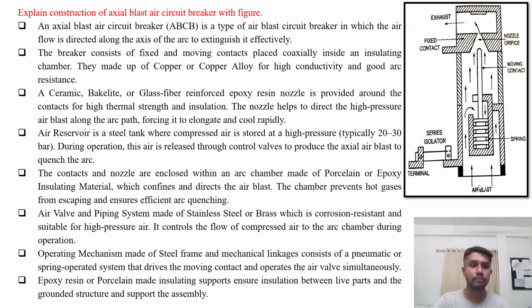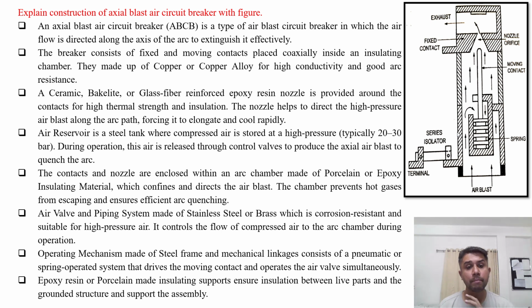which is not shown in the figure right now. The contacts and nozzle are enclosed within an arc chamber. This whole assembly is the arc chamber, where the arc takes place. This arc chamber is made of porcelain or epoxy insulating material, which confines and directs the air blast. This chamber prevents hot gases from escaping and ensures efficient arc quenching. The arc quenching takes place here in this arc chamber only.